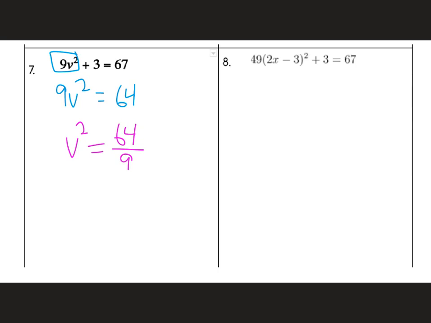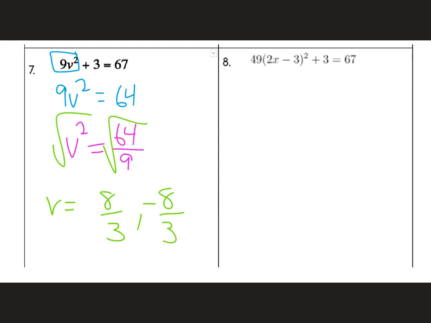Part of the reason I'm leaving that as 64 divided by 9 is because 64 and 9, they're pretty magic numbers. Because let's check it out. If I take the square root of both sides, square root of 64 is 8, square root of 9 is 3. You can write 8 thirds and negative 8 thirds. You could write plus or minus. It is up to you at that point.